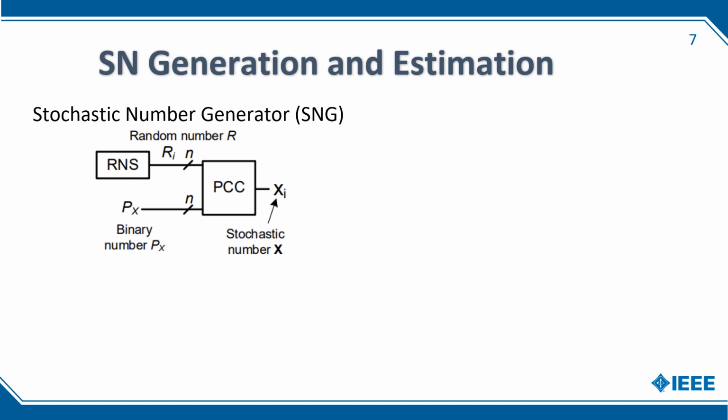An SNG consists of 2 parts, a pseudo-random number source, or RNS, typically implemented using an LFSR, and a probability conversion circuit, or PCC. The job of the PCC is to compare an input binary number to the RNS sequence and produce a stochastic bit stream whose probability is proportional to the binary input. Generally, uncorrelated bit streams with SCC equals 0 can be generated using an independent RNS for each SNG.